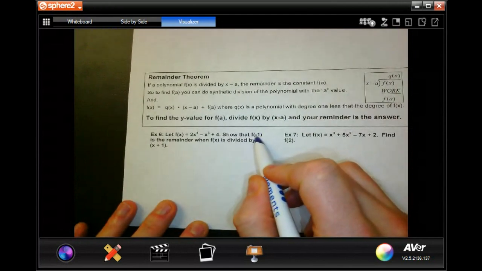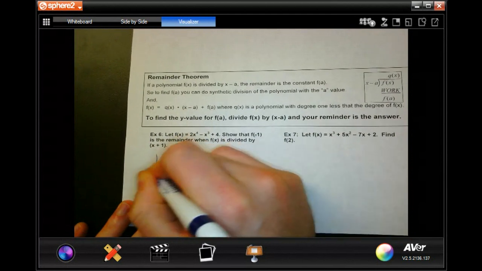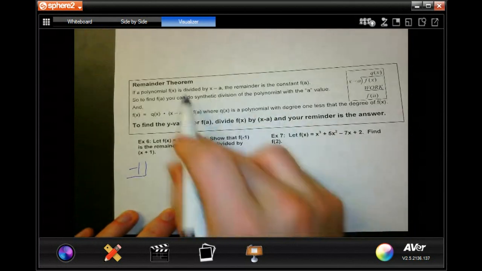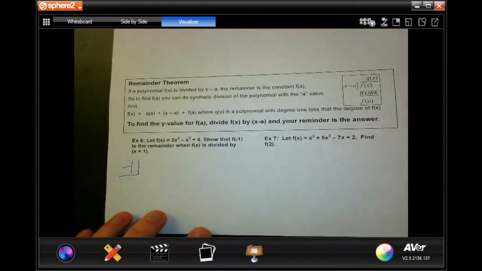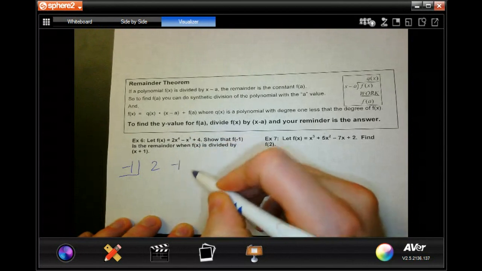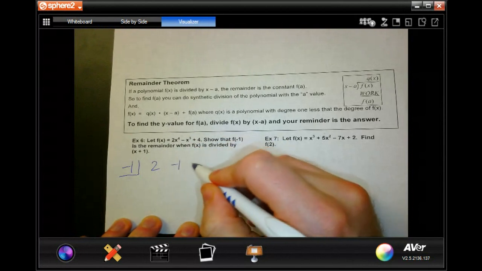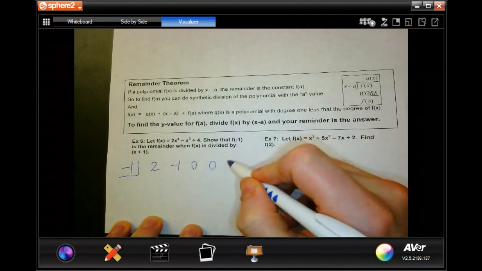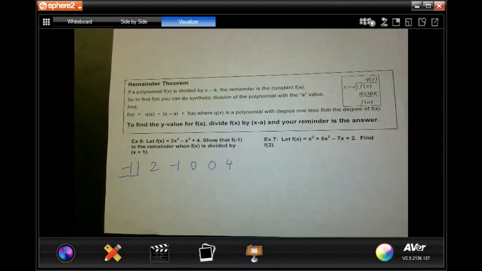See, this is f of negative 1. I want to put negative 1 in our box here because it says we're going to do synthetic division. We'll put negative 1 in our box. We have 2x to the fourth, negative 1x cubed, a 0x squared, a 0 for x, don't forget that one, and then a positive 4. Okay, it would be 5 terms in a quartic function. Don't forget the zeros.